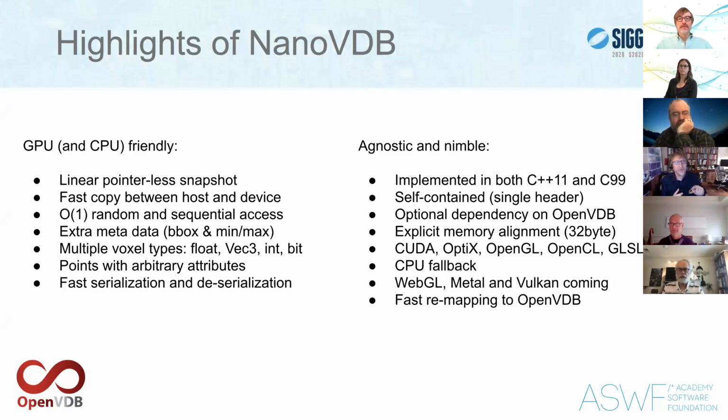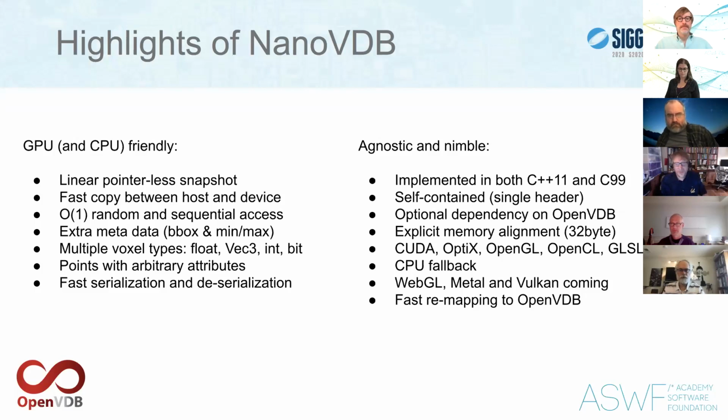You can do round trips, so you can serialize an OpenVDB to a NanoVDB, and you can go back again. And it supports all the value types that you find in OpenVDB, including points. Another thing that is very unique is that it's agnostic and it's nimble, hence the name Nano. The core functionality is a single header file. One of the complaints that we've had in the past when people try to adopt OpenVDB is there are a lot of dependencies. And some of them are quite tricky to build. And some of them you might not want in your project. So NanoVDB has none of those. The dependency on OpenVDB is completely optional.